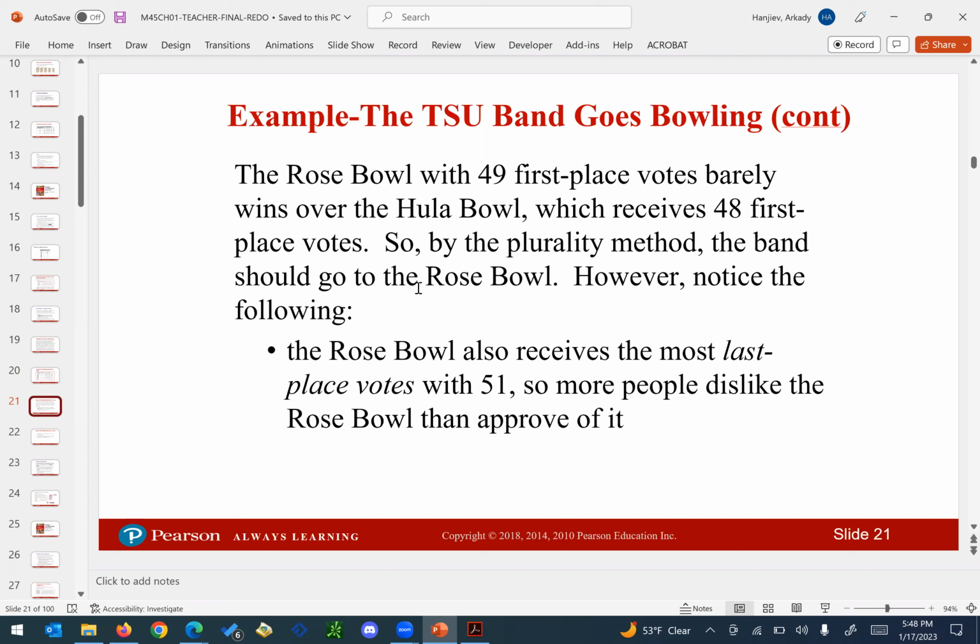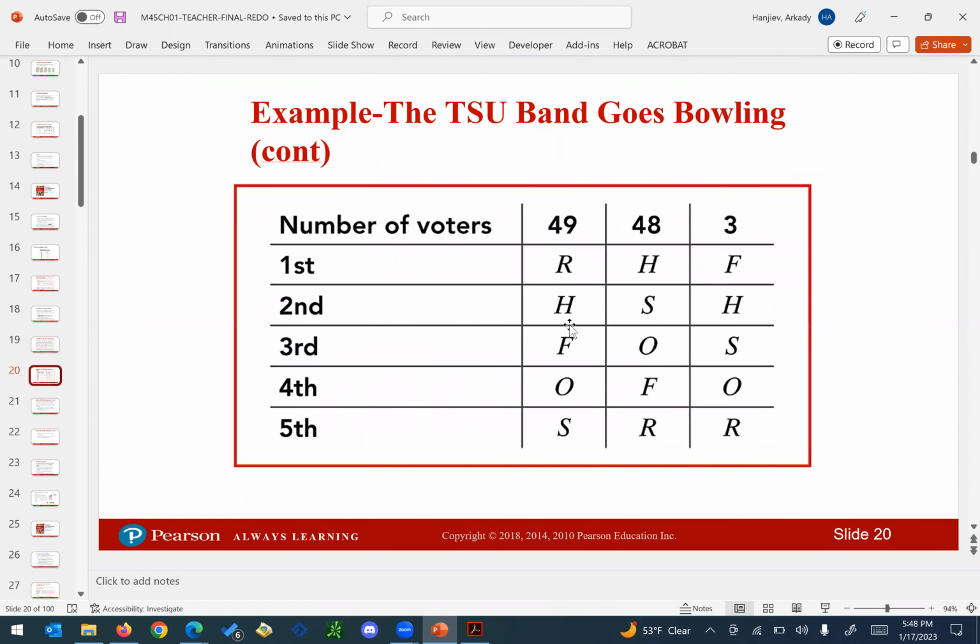But here's an interesting thing. Even though it won, let's go back and look at the data. So the Rose Bowl here had 49, is that right? But notice, 48 plus 3, that's 51 people. According to this ranking, they actually did not want to go to the Rose Bowl. So there's a majority of the band members that do not want it. There are 51 people that don't want to go to the Rose Bowl, but there are 49 people that rated it highly.